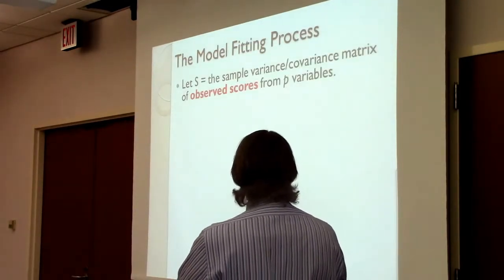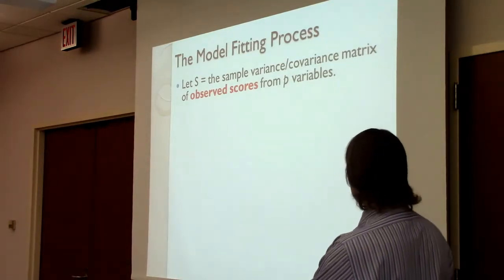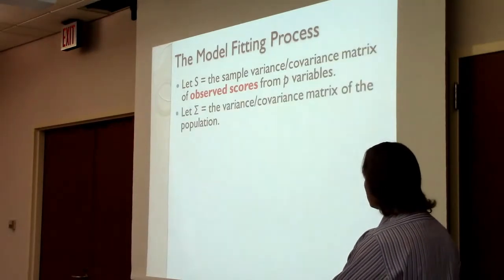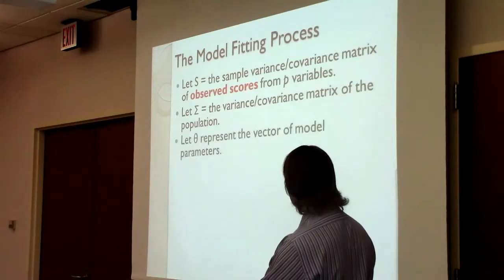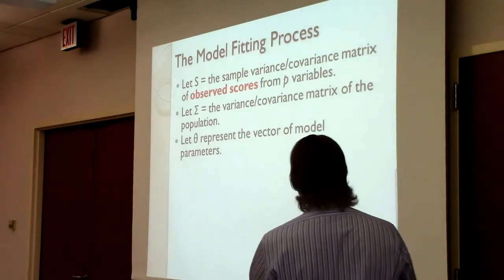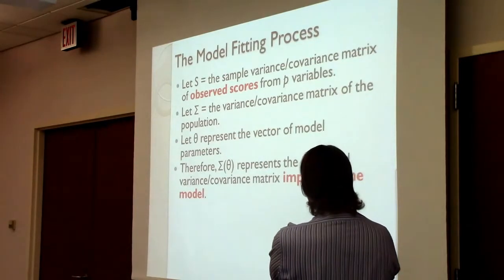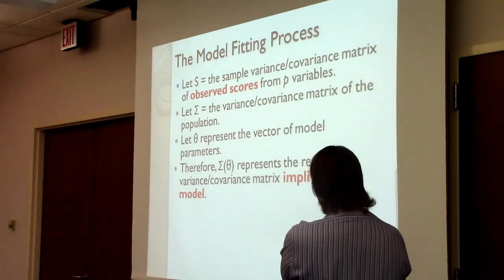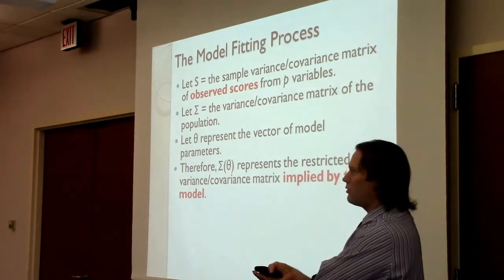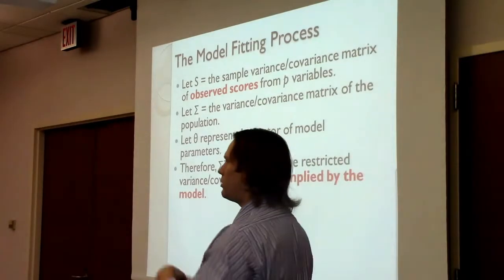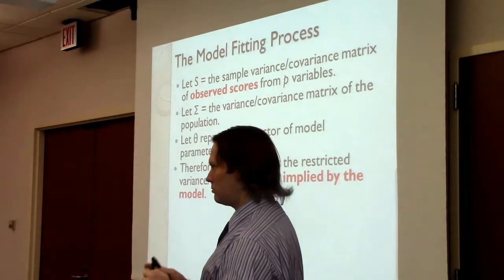So let's let S be the sample variance covariance matrix. The S is going to be our observed scores. Sigma is going to be the variance covariance matrix of the population. So theta is the vector of model parameters. So sigma of theta then is the variance covariance matrix that's implied by the model. So in other words, here's the way we think it runs. If that's the case, here's what would happen. Okay?